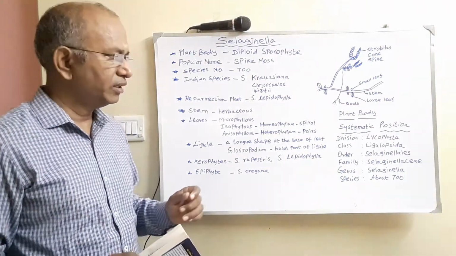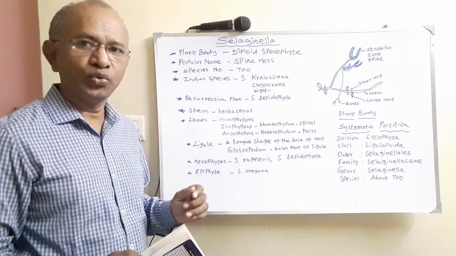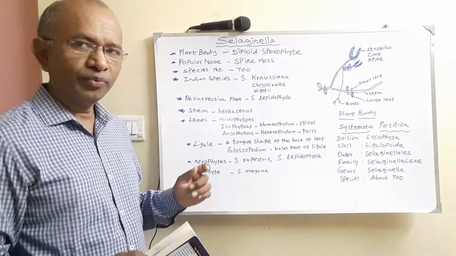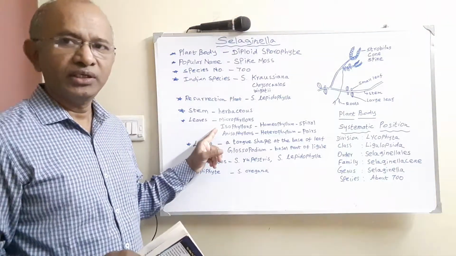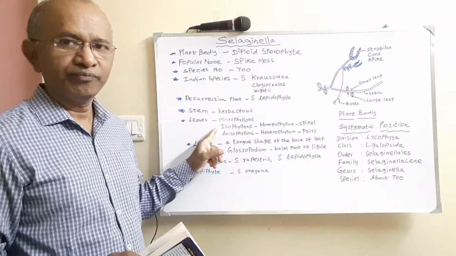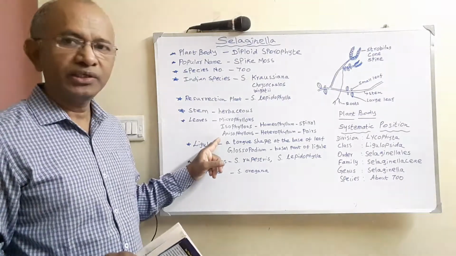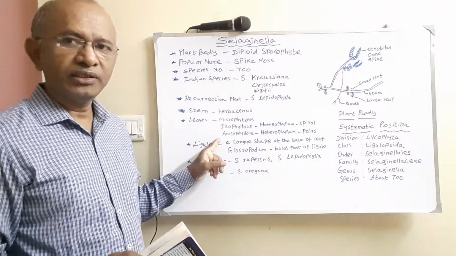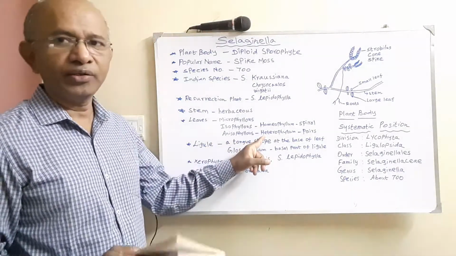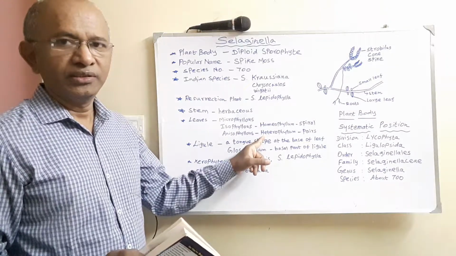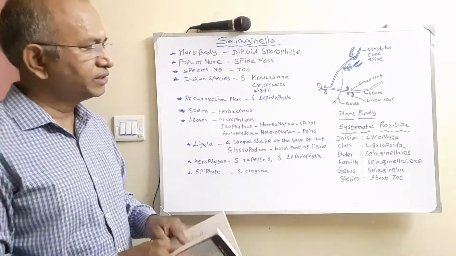Homoeophyllous means the plants which produce the same type of leaves, that is, isophyllous. But at the same time, the anisophyllous species come under a separate group known as what? Heterophyllous. Hetero means different. So these are about the leaf.